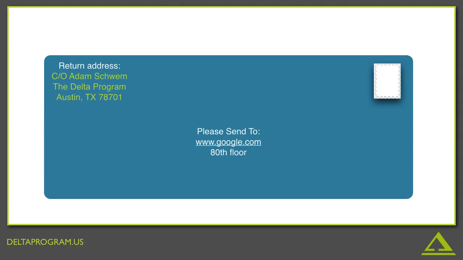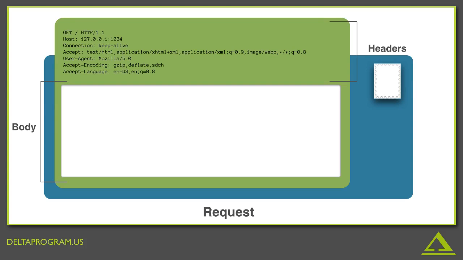Think of these little chunks of HTTP data as being like an actual piece of mail. You have a return address, which is your client, or mobile phone, or even your computer, and then you actually have a destination. So for instance, here we're sending a request to google.com, 80th floor. We'll get more into that metaphor in a second. But let's look at what it looks like to the computer.